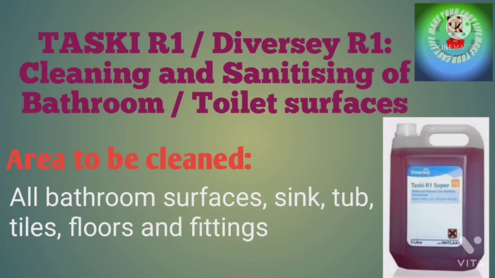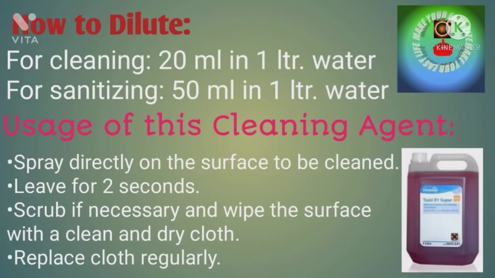What is Taski R1? Where is it used? How to dilute? Taski R1 is for cleaning and sanitizing of the bathroom. Area to be cleaned: all bathroom surfaces, sink, tub, tiles, floors and fittings. How to dilute? For cleaning, 20 ml in 1 liter water. For sanitizing, 50 ml in 1 liter water.